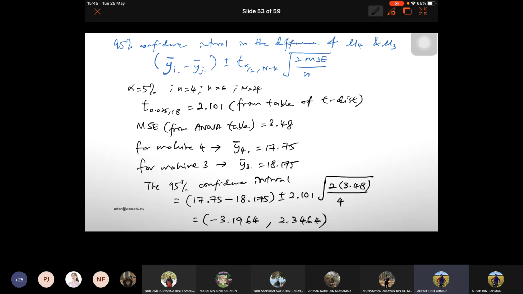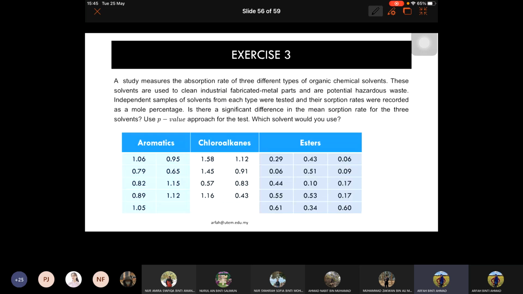Okay, dah nak? So kita tengok kepada this one, exercise ketiga. So a study measure the absorption rate, kadar serapan on 3 different types of organic chemical solvents. These solvents are used to clean industrial fabricated metal parts and are potential hazardous waste. Independent sample of solvents from each type were tested and their absorption rates were recorded as a mole percentage. Is there a significant difference in the mean absorption rate for the 3 solvents? Use p-value of the test, and which solvent will you use?